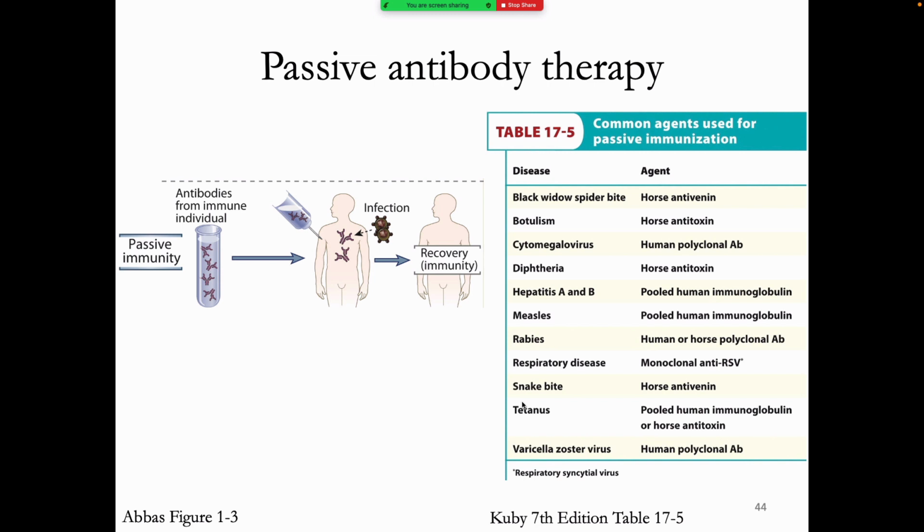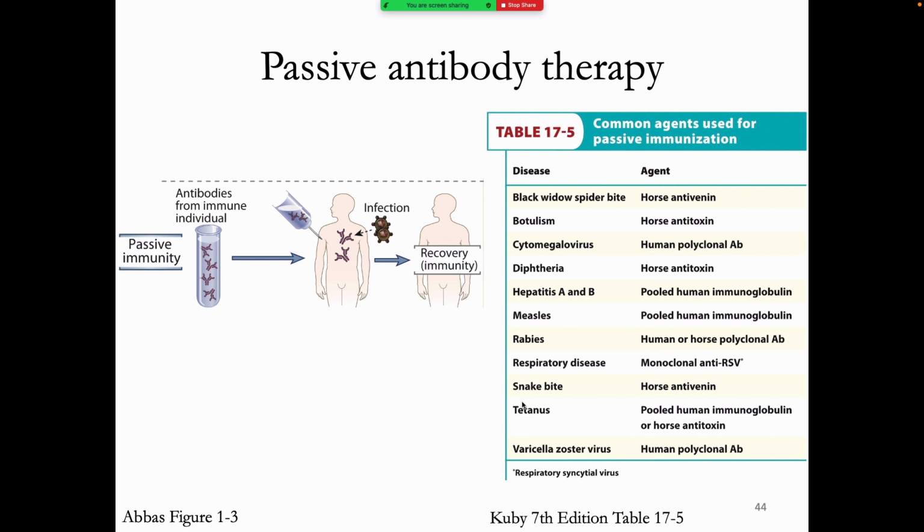Some of the situations where passive antibody therapy is used are shown on the right in this table from your textbook. If you get a black widow spider bite, you do not want to wait around for 2 weeks for your immune system to make an adaptive response to make antibodies against the toxin. You need antibodies now to make sure that you don't die from that toxin. And so you're going to get passive antibodies given to you. If you have botulism, you're going to get passive antibodies. If you get snake bite, you might have passive antibodies. All of those kinds of things. So you can get a quick response.